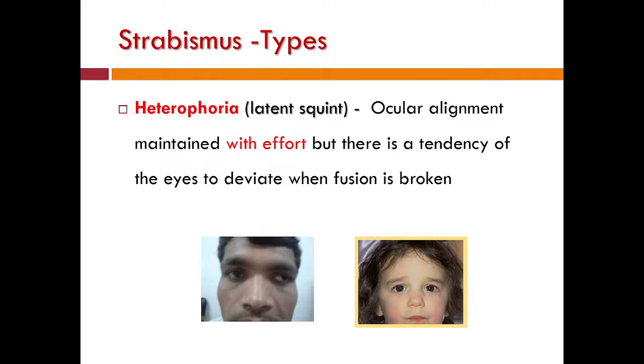Now those two cases I showed you were a manifest squint. Obviously you can see from a distance the child's eye is deviated. Okay, one has exo, one has eso deviation. But a patient may have a latent squint.